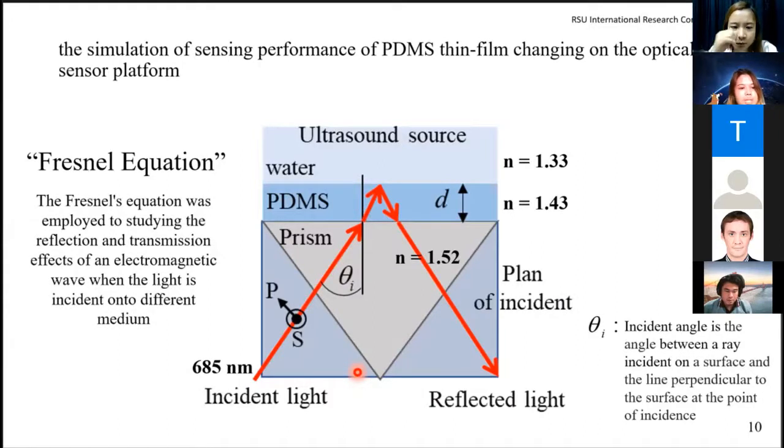The Fresnel equation was employed to study the reflection and transmission effect of the electromagnetic wave when the light is incident onto a different medium. And in this study, we study the effect of the incident angle and the thickness of PDMS thin film.